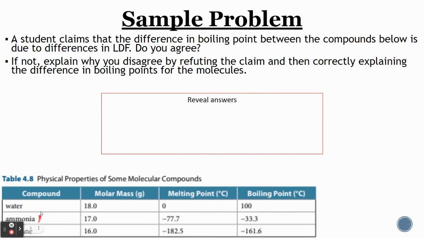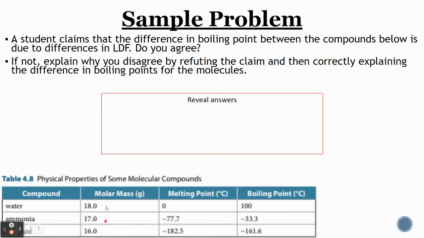So let's take a look at this example over here. A student claims that the difference in boiling points between the compounds below is due to differences in LDF. Do you agree? If not, explain why you disagree by refuting the claim and then correctly explaining the difference in boiling points for the molecules. So we have water, ammonia, and methane.